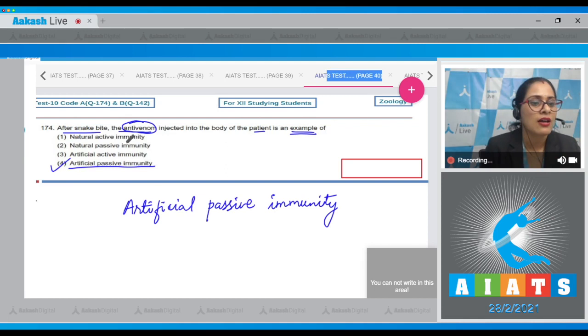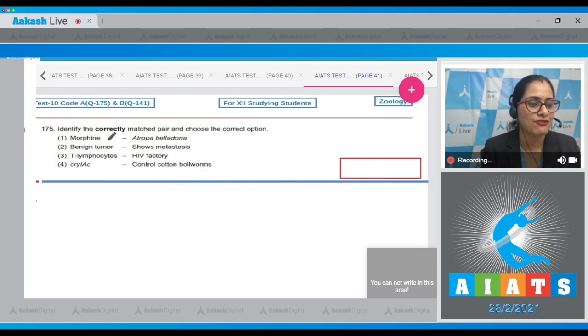Option number 1, natural active immunity, develops when a body encounters antigen. So, this is incorrect. Natural passive immunity is incorrect. Presence of IgA antibody in colostrum is an example of natural passive immunity. Artificial active immunity is also incorrect. So, the correct answer to this question is option number 4. Let's proceed to the next question, question number 175.